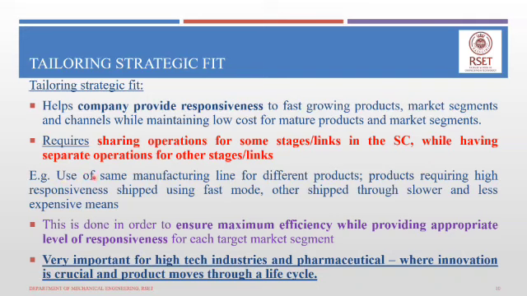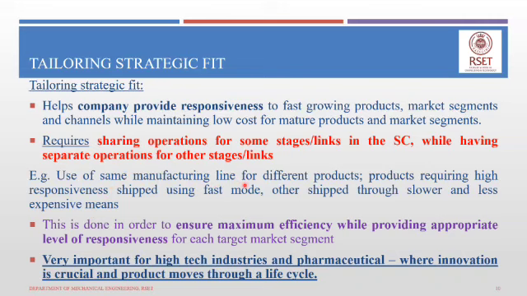Okay, so an example is the use of the same manufacturing line for different products. So the production facility is shared. But products which require higher levels of responsiveness are shipped using a very fast mode, whereas other products which need to focus on being more efficient are shipped through slower and less expensive means. So here the shared stage is the manufacturing stage.